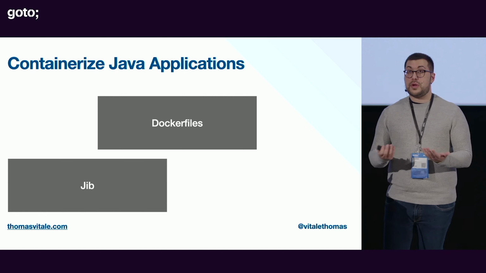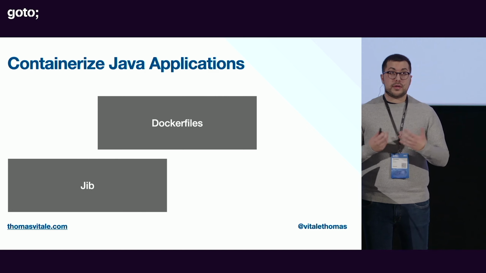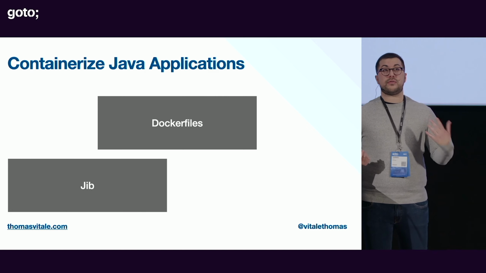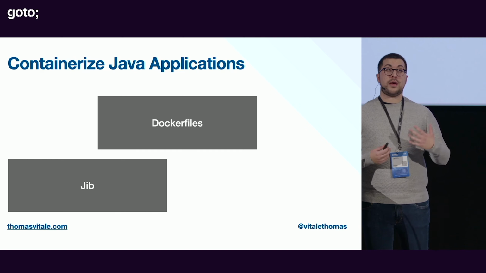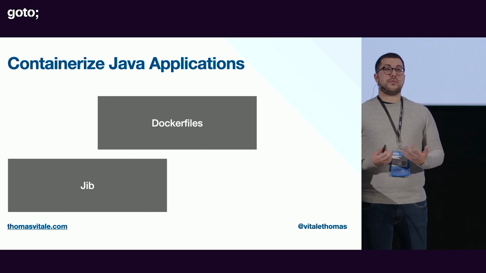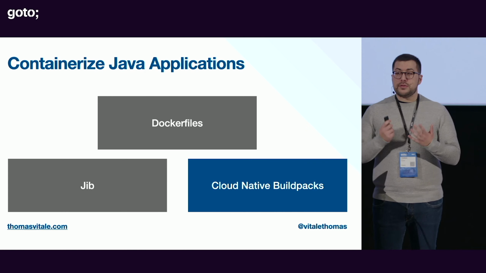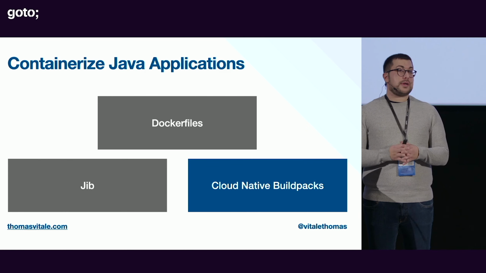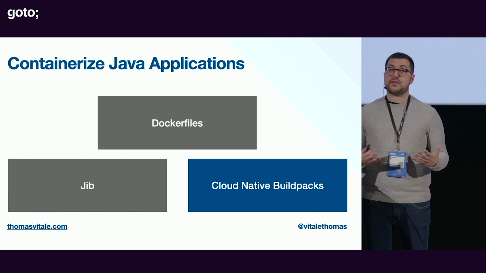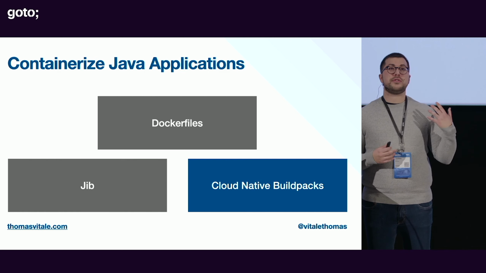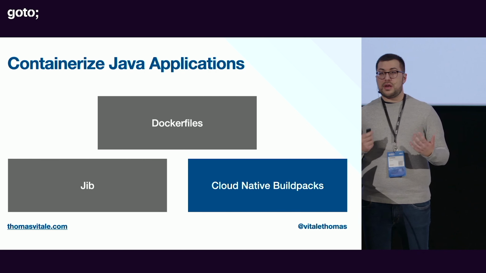For Java applications, we have Jib, for example, a tool developed by Google, available as a Gradle and Maven plugin, and you can containerize your Java application without a Dockerfile. But today I'm going to talk about Cloud Native Buildpacks, which is a specification hosted at the Cloud Native Computing Foundation to transform application source code into container images.